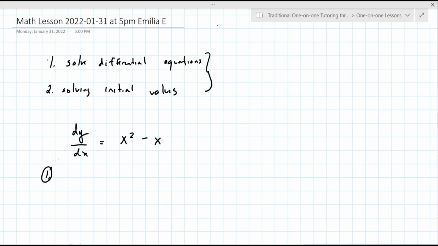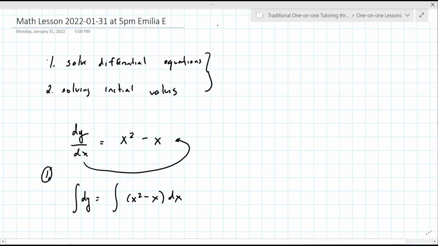So you do that. Depending on your instructor, you actually are supposed to move this dx over here, and then this dy stays on the left. So it's the integral of dy equals the integral of x squared minus x dx. I don't know if you saw that in class, but that is kind of the correct step. It's not necessary, but that's why this works. The left side becomes y, and the right side you integrate as you did before.